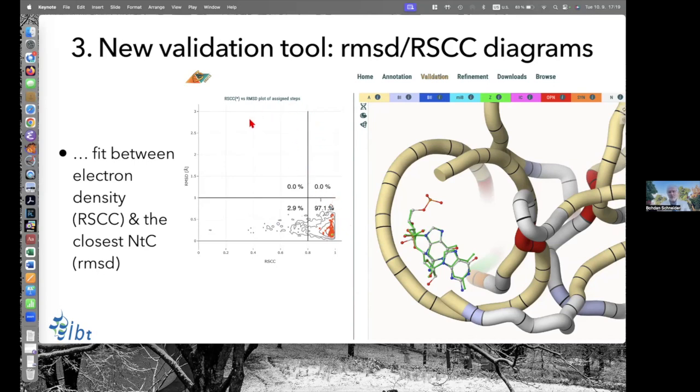This is for some test structure, and these assigned dinucleotides fit very, very well. These are in red marks or crosses or whatever. You see that nothing is here. You certainly don't want to be in this area because you have low fit into electron density and you have poor RMSD.